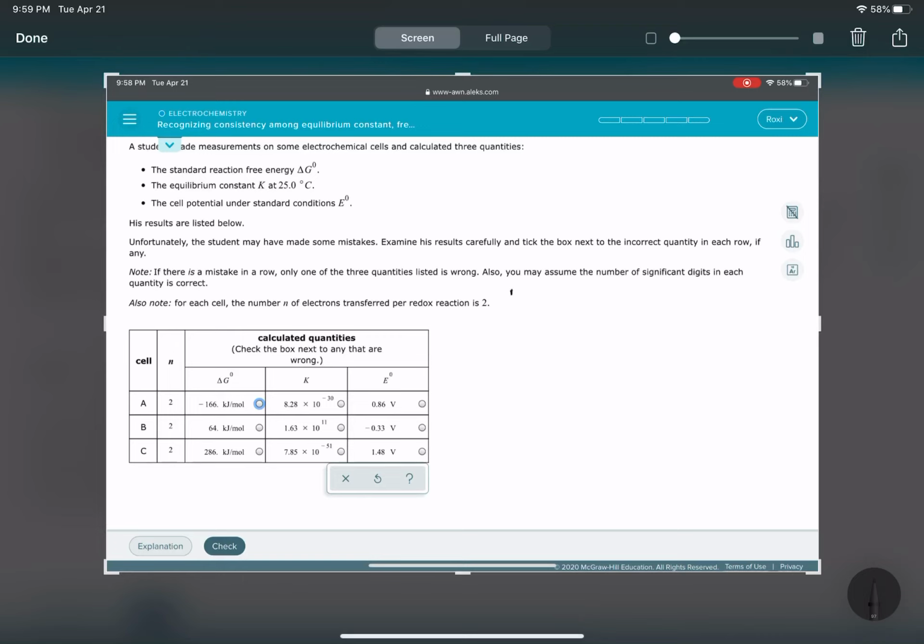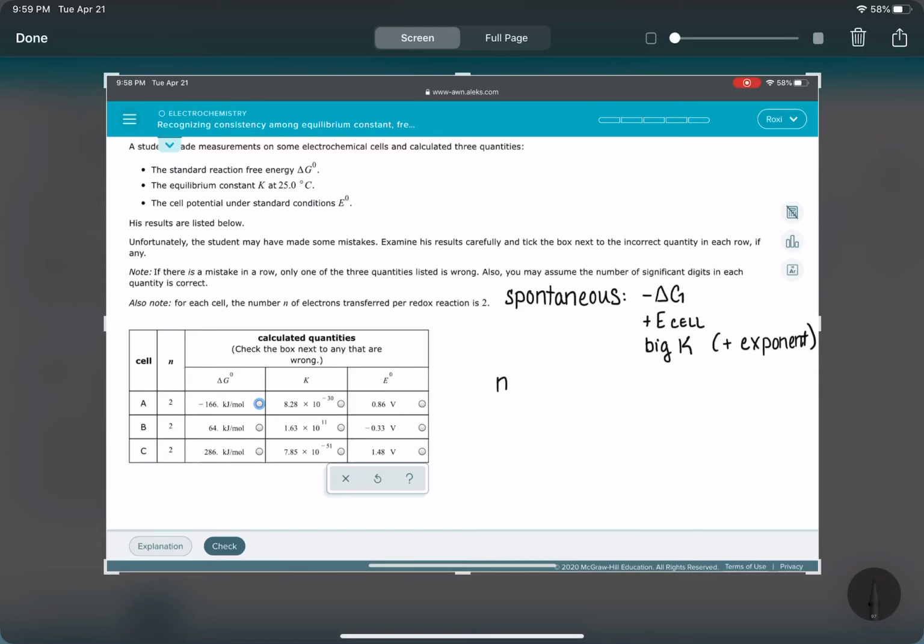of spontaneous and non-spontaneous. So let's remind ourselves, if the reaction is spontaneous, that means that we will have a negative delta G. That's what it means to be spontaneous. We will have a positive E cell, and we will have a big value of K. So that means that we're going to have a positive exponent on the 10. It's going to be 10 to something positive.